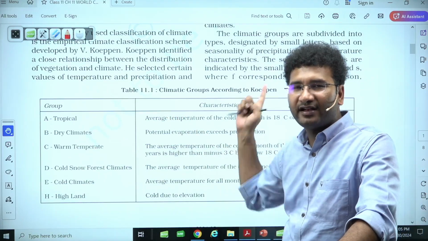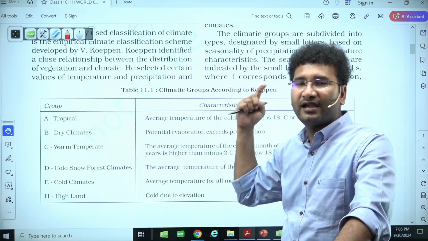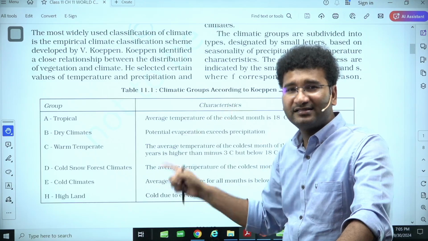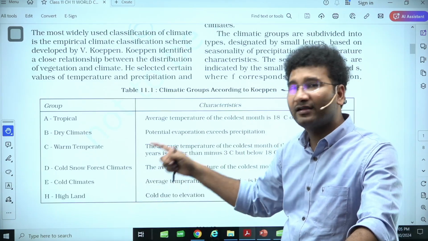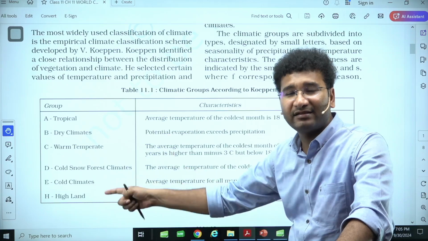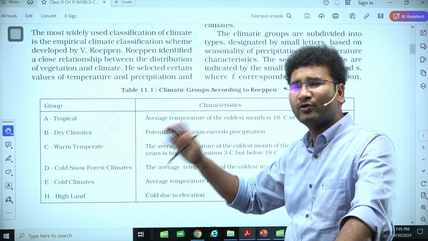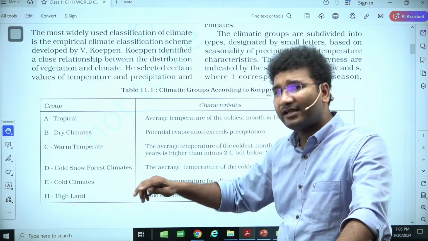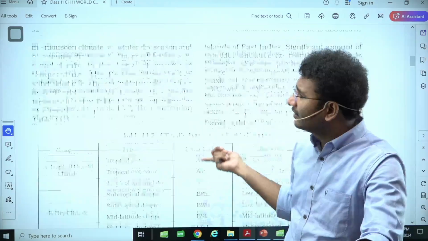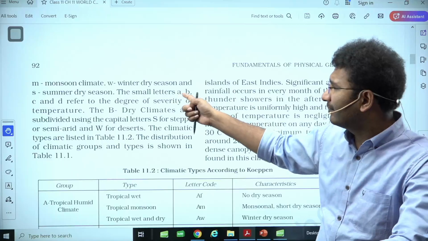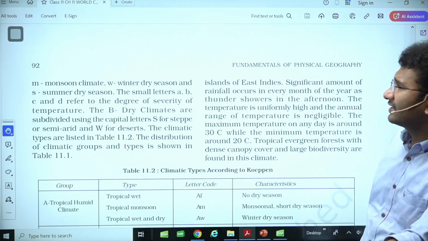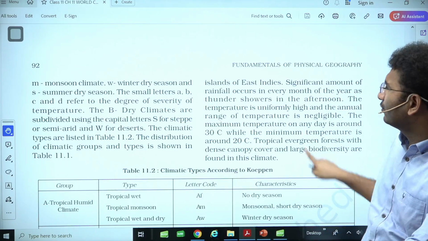A is greater than 18, B is where precipitation is less and evaporation is more, C is greater than 3 degrees Celsius and less than 18, D type of climate is less than 3 degrees Celsius, E type of climate is where it must be less than 10 degrees Celsius all throughout, and H type is highland type of climate. And then come to the little more classifications, that is, what is F, what are B, C, D, what is S, what is W, what is M, right?